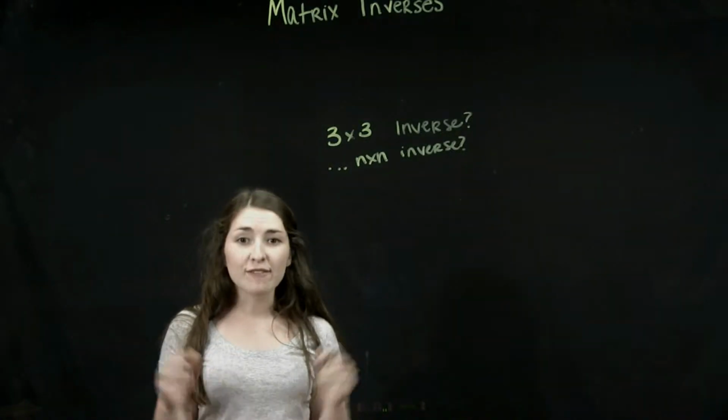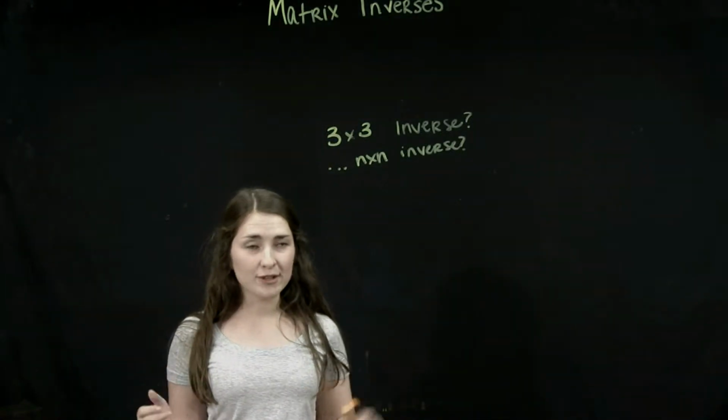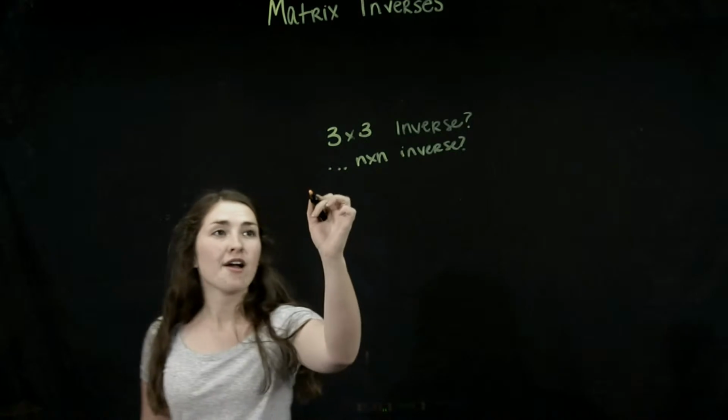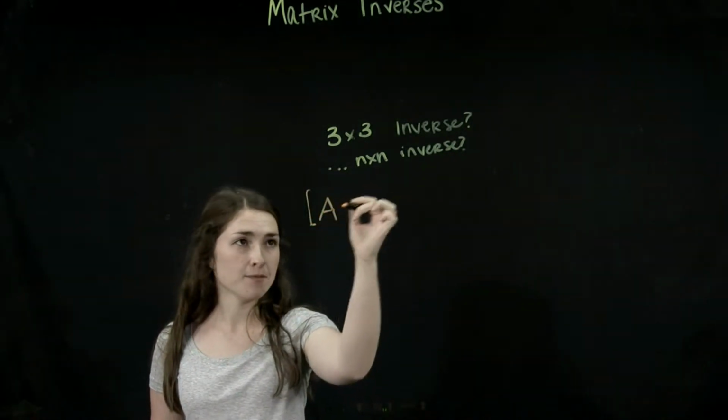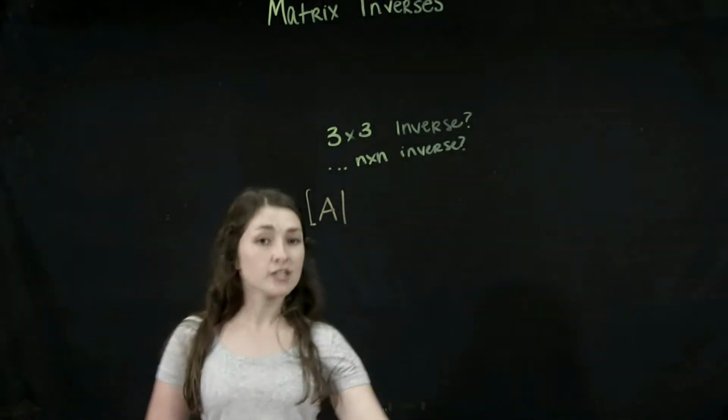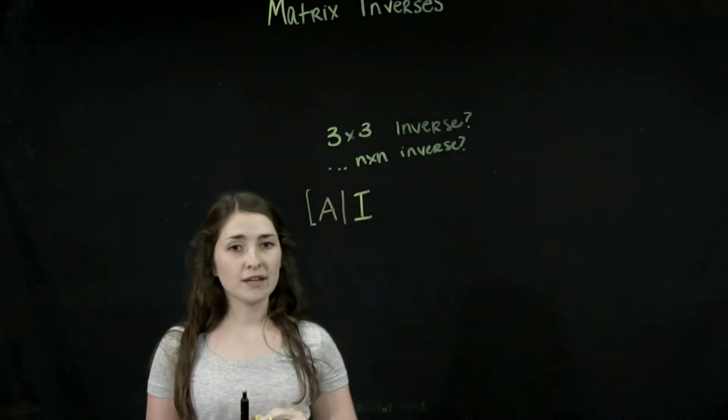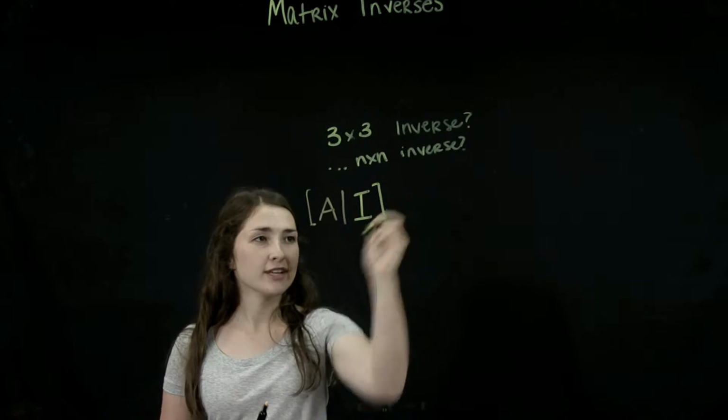To find the inverse of a 3 by 3 matrix or of an n by n matrix, we actually have a really cool trick. So we're going to take the matrix that we want, matrix A. We want to find the inverse of that. So we're going to augment it with I, which is just our identity matrix.